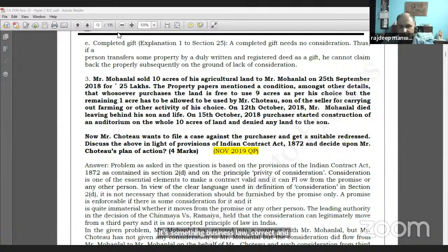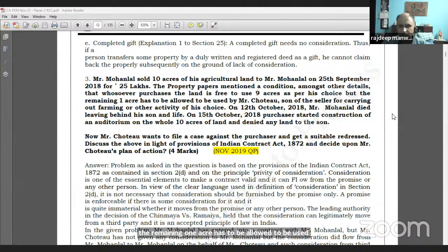Next. Mr. Mohanlal sold 10 acres of his agricultural land to Mr. Mohanlal on 25th September 2000. He sold to himself. That's what is given here. That's why, all printing mistake this is. Might be Mr. Sohanlal. How will he sell to himself? There should be two parties. Okay, read. The property papers mentioned a condition amongst the other details that whoever purchased the land is free to use 9 acres as per his choice, but the remaining 1 acre has to be allowed to be used by Mr. Chotu.